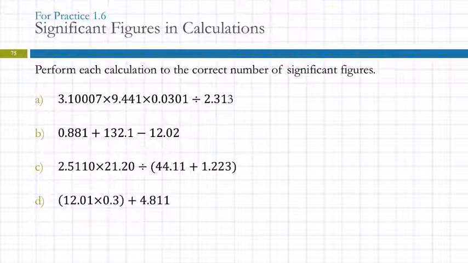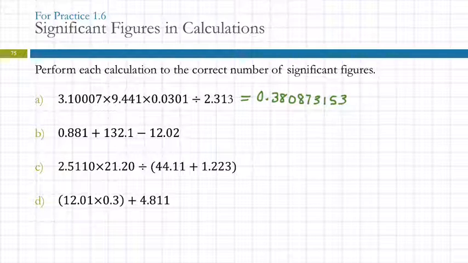So here we've got 3.10007 times 9.441 times 0.0301 divided by 2.313. And I get a mess. 0.380873153. Did I do it right? So it's a good idea, always do the calculation with me, and call me out when I make mistakes, because I do.